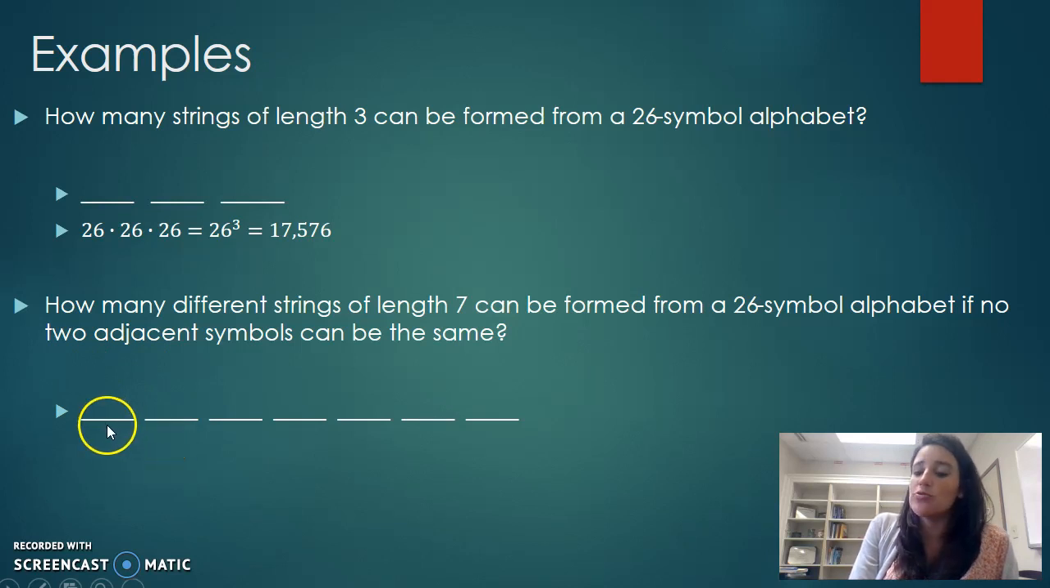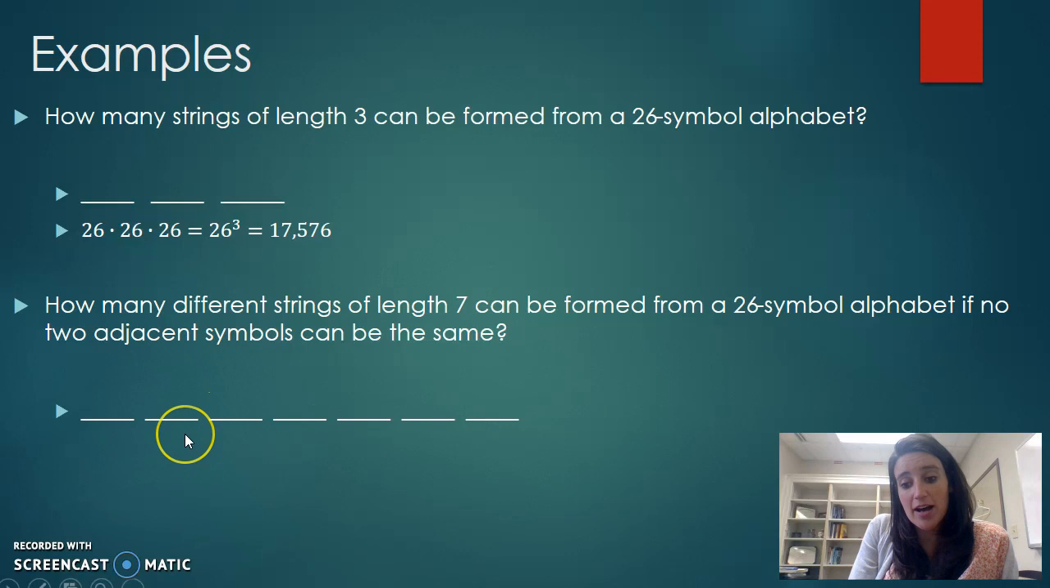But let's say I choose A to go into blank 1. I cannot choose A to go into blank 2 because no two adjacent symbols can be the same. So A's out. But I could choose any one of the other 25 letters for blank 2. So there's 25 choices for blank 2. So 26 choices for blank 1, 25 for blank 2.